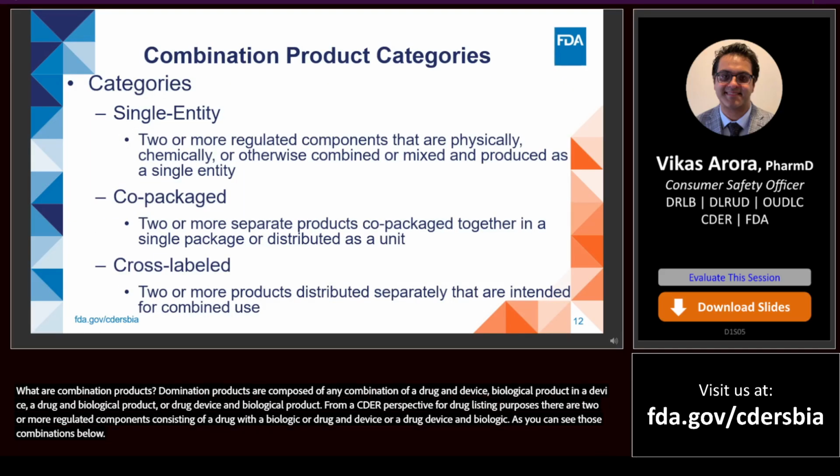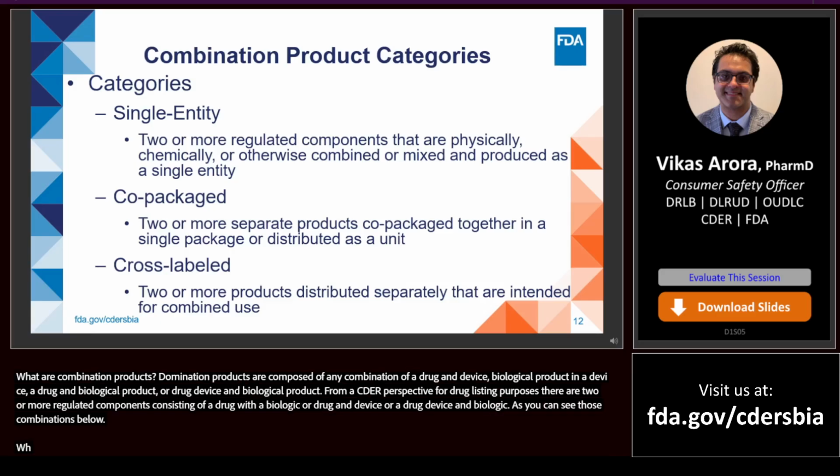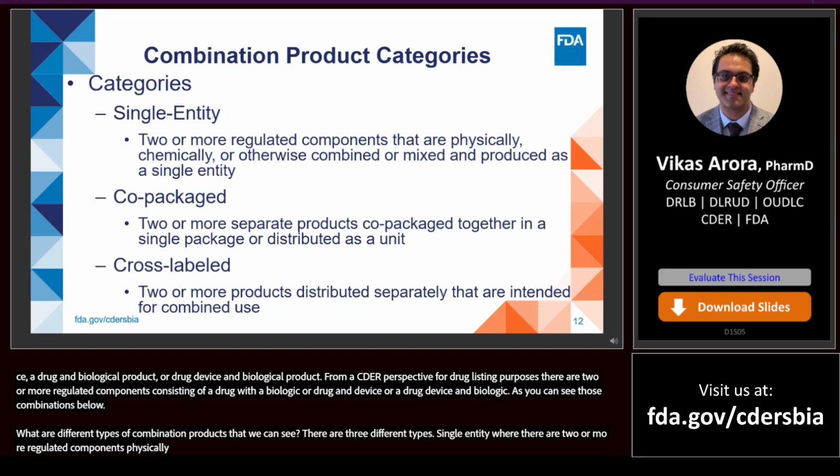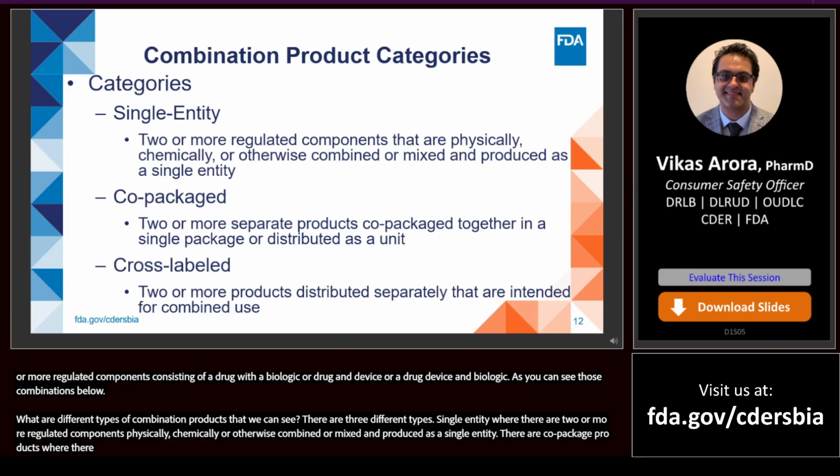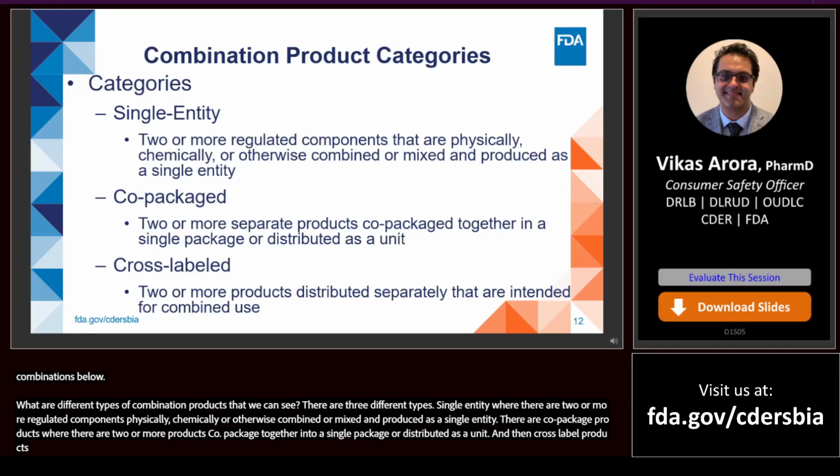So what are different types of combination products that we can see? There's three different types. There's the single entity products, where there are two or more regulated components that are physically, chemically, or otherwise combined or mixed and produced as a single entity. There are co-packaged products, where there are two or more separate products that are co-packaged together into a single package or distributed as a unit. And then there's cross-labeled products, where there are two or more products that are distributed separately, but that are intended for combined use.